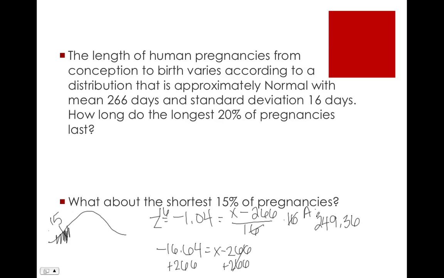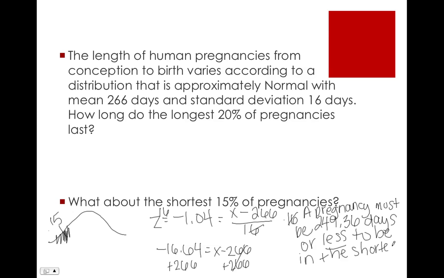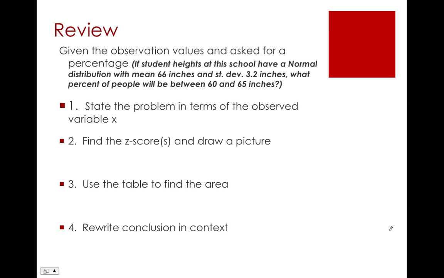So a pregnancy must be 249.36 days or less to be in the shortest 15% of pregnancies. Okay? Hopefully we got through that example okay.